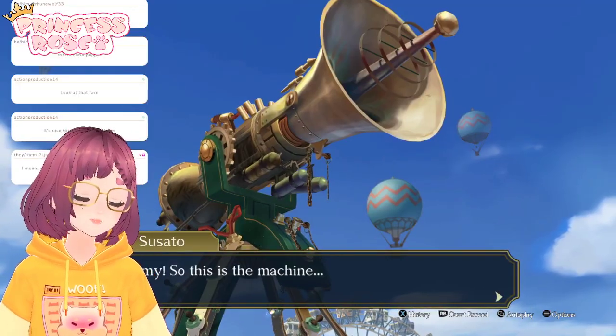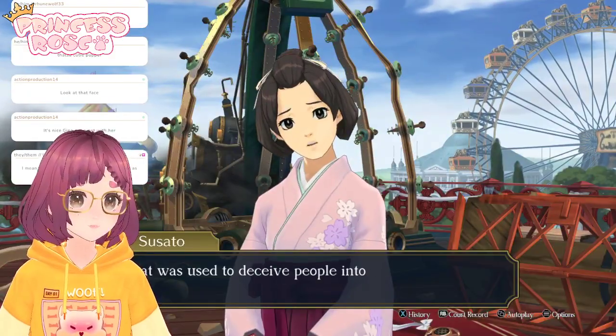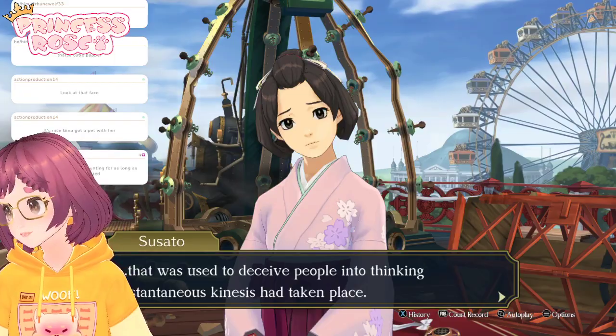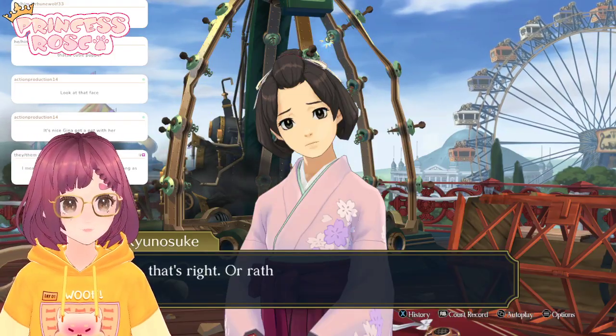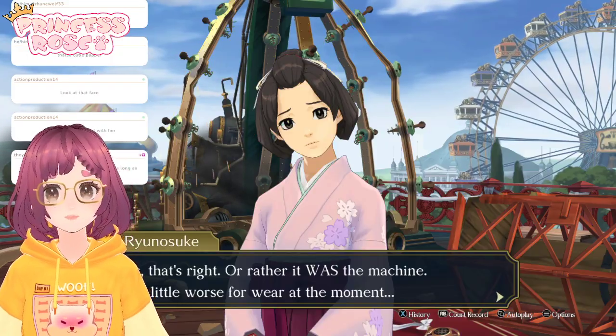Oh my! So this is the machine that was used to deceive people into thinking instantaneous kinesis had taken place. Yes, that's right. Or rather, it was the machine. Still a little worse for wear at the moment.